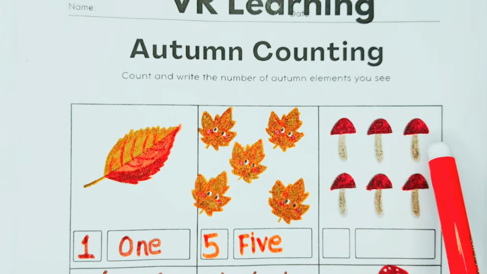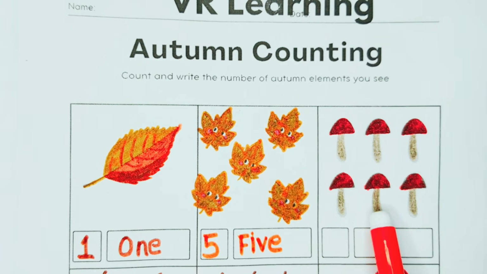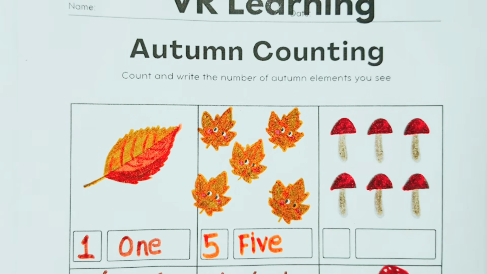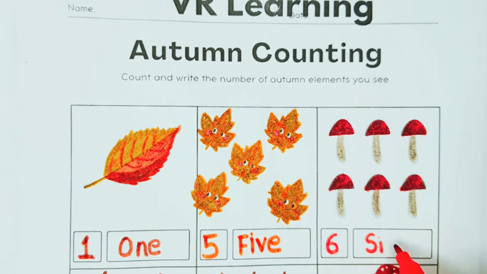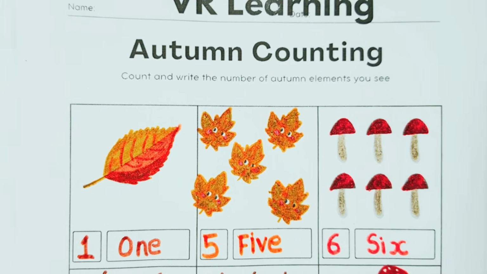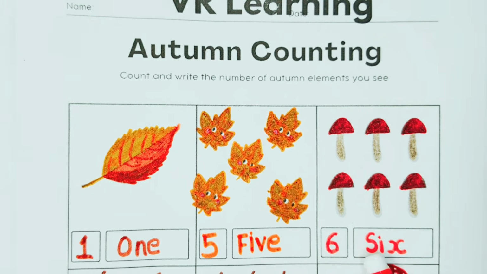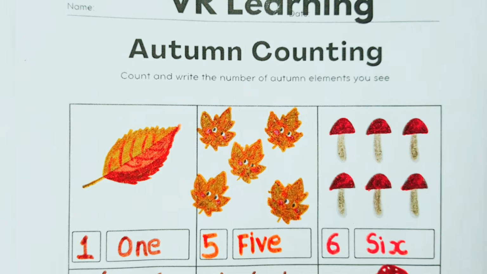1, 2, 3, 4, 5, 6. Write the number 6 in the box. S-I-X, 6.